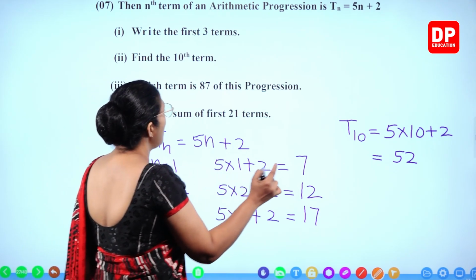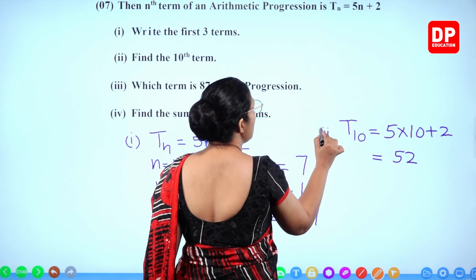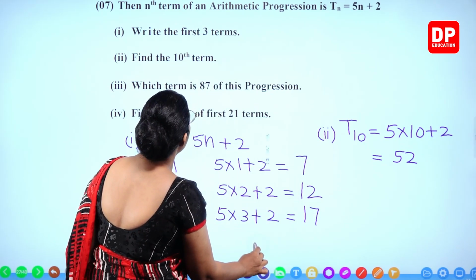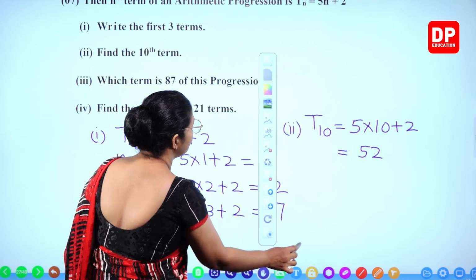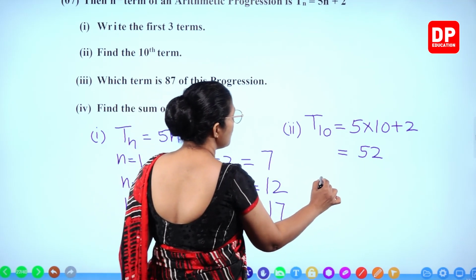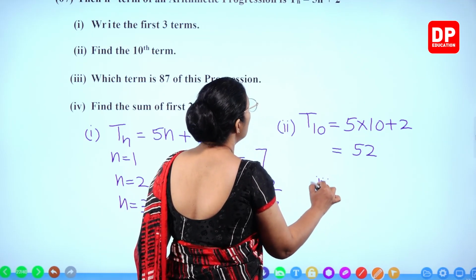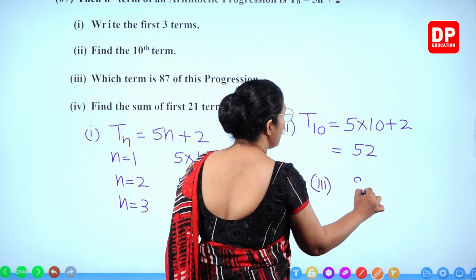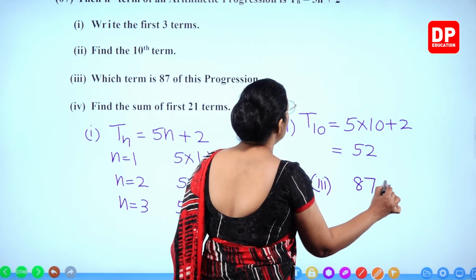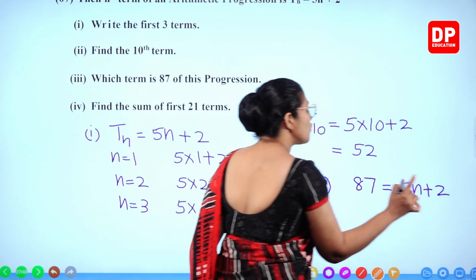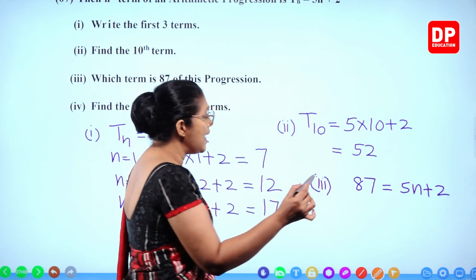So you need to find out which term this one is. So we can substitute 87 into this expression. 87 is the term value, and that's equal to 5n plus 2. So you can solve and find which term is 87.